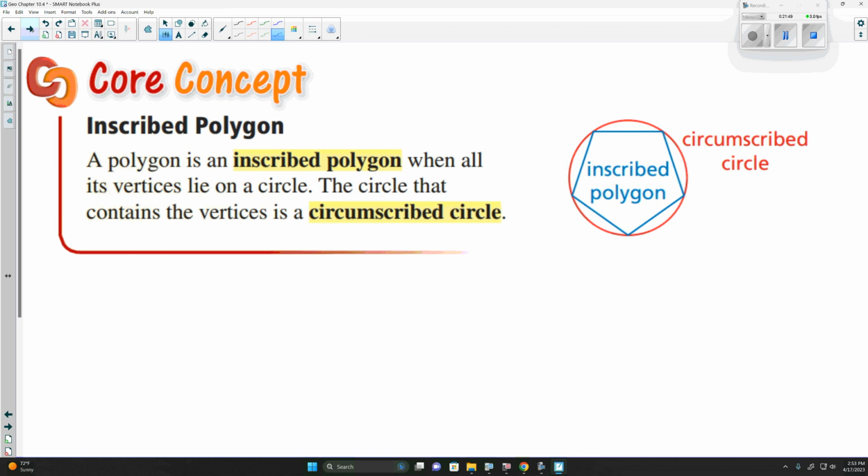A polygon is an inscribed polygon when all of its vertices lie on a circle. The circle that contains the vertices is a circumscribed circle. Okay, we're good with that there, yes?